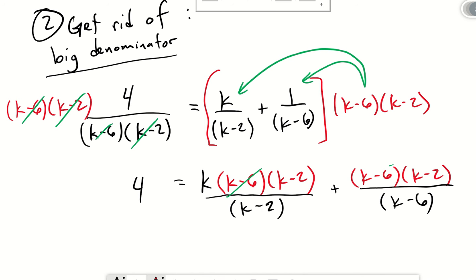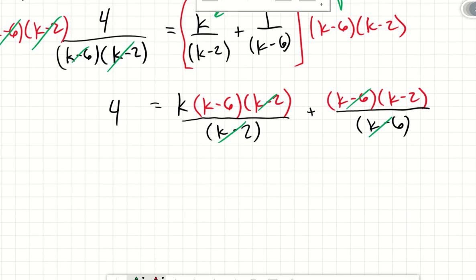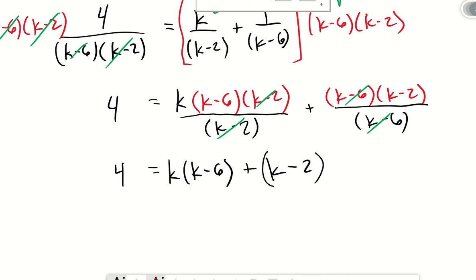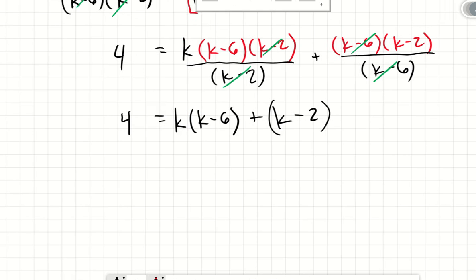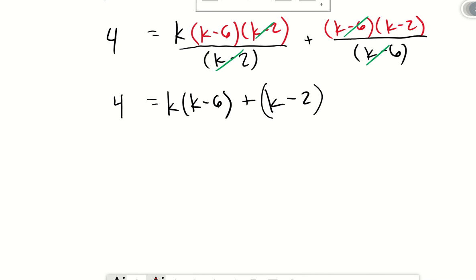This one's k minus 2. Oh, actually... Okay, this one's k minus 2. There we go. All right, sorry about that. Now we've got that cancels and that cancels, and now we can write this out in more simple terms. So we've gotten rid of our denominators. This became a much easier to deal with problem.